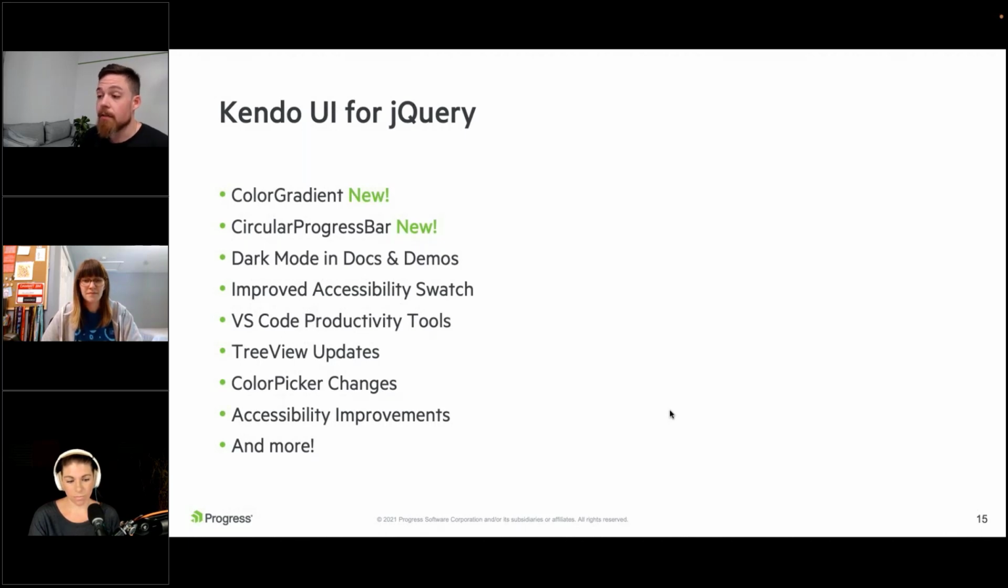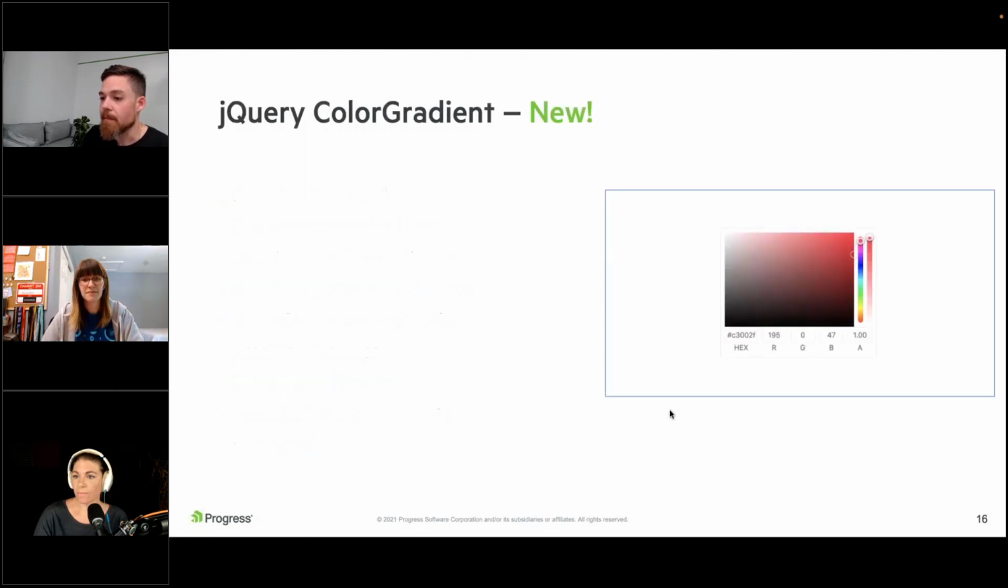The dark mode and the docs and demos, like we just covered on the React side and on the Angular side, that's also available in jQuery. We have the improved accessibility swatch, which both Alyssa and Catherine mentioned, but we'll dive a little bit into that. The Visual Studio Code productivity tools, we have some tree view updates, we have some color picker changes that go along with the color gradient, and we have accessibility improvements across the board and more. So I might not be able to cover absolutely everything on the jQuery side.